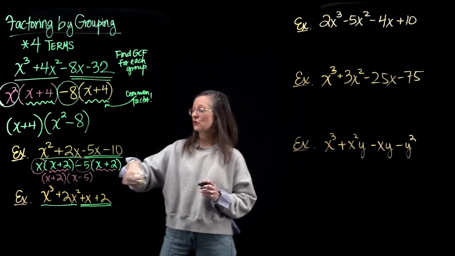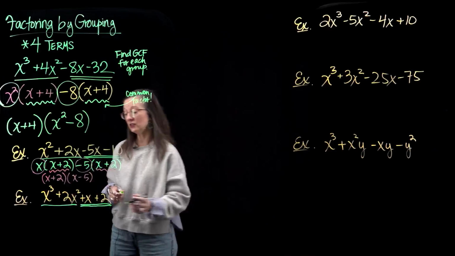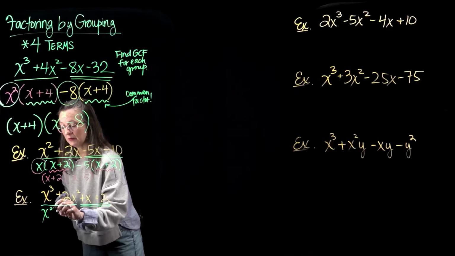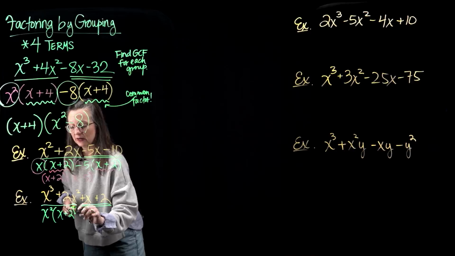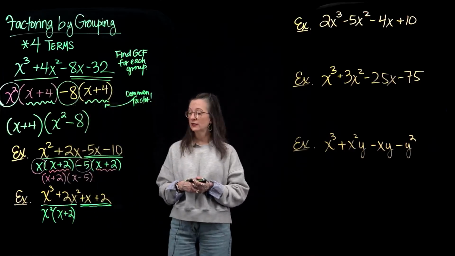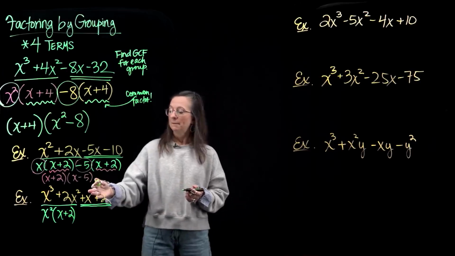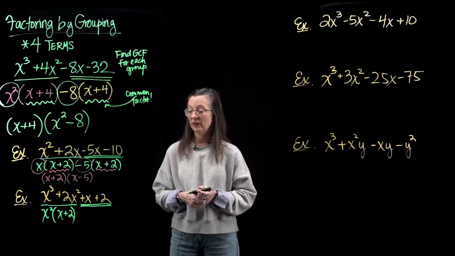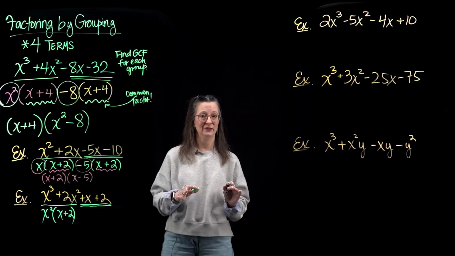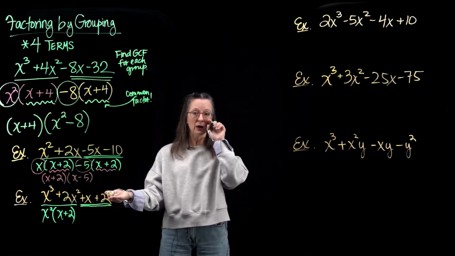So let's look at the first group. X cubed plus 2x squared has a common factor of x squared. And I'm going to factor that to the outside. And I'll write down x plus 2, which is what's left. Plus x plus 2, the second grouping, well, they don't have a greatest common factor, right? There's nothing that they share.